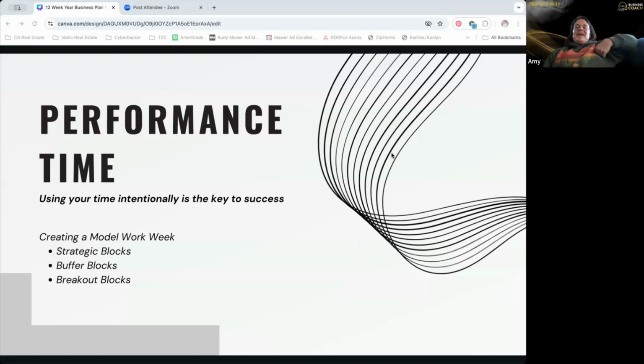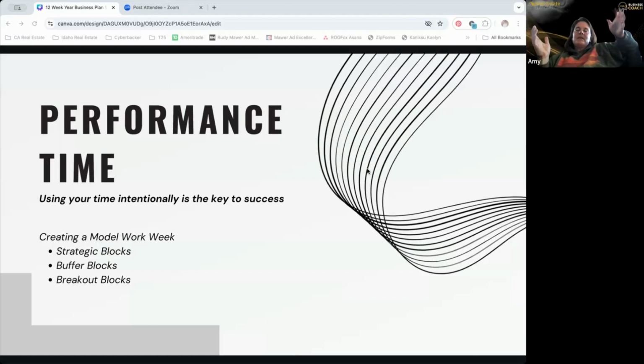And so that was your buffer blocks. So a 3-hour strategic block, and then once to twice a day, 30 to 60 minute blocks on a daily basis that are called buffer blocks. And then the last one that we're going to add are breakout blocks. Okay. 3 hours in length. It doesn't all have to be at the same time. You can break it up, but 3 hours during your normal work week.